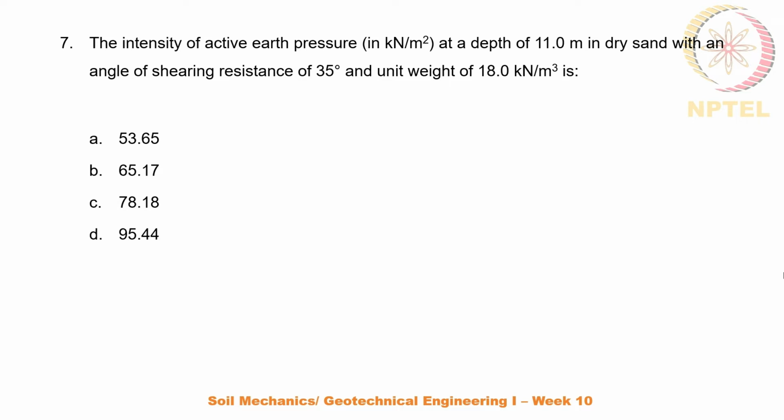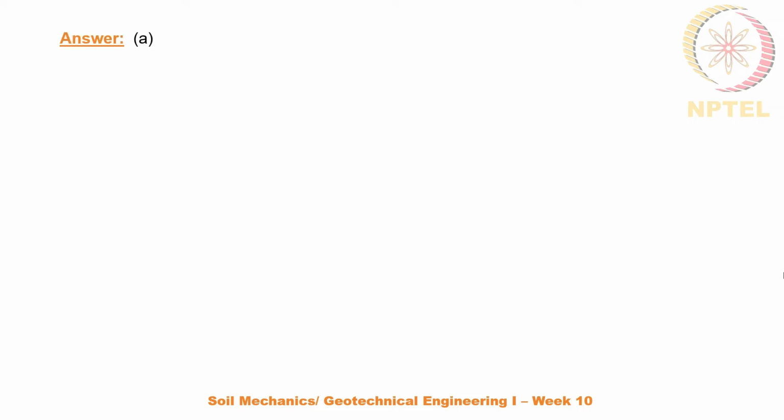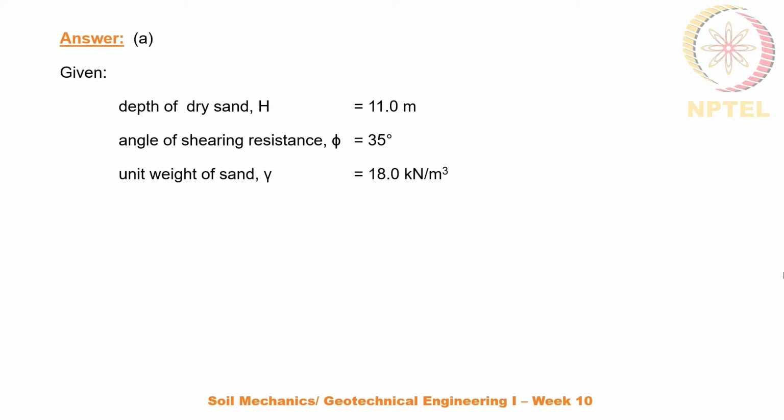Okay, I have got an answer in the chat box as option A. So let's see which is the correct option. Yes, correct option is option A. So here in this question we are given the sand sample with angle of shearing resistance 35 degrees and unit weight 18 kilonewton per meter cube. We need to determine the intensity of active earth pressure at a depth 11 meter. So, intensity of active earth pressure is given by Ka gamma h.